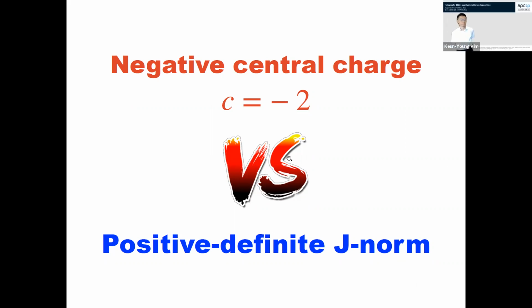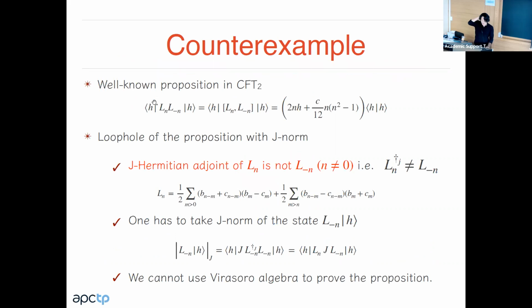What's wrong with that? So usually, let's recall the original proof for this proposition. You calculate the norm of this state, and using the Virasoro algebra, you obtain this one. And when C is negative, then for sufficiently large n, you have a negative norm. It's just a quick proof. But here, the loophole is the J norm.